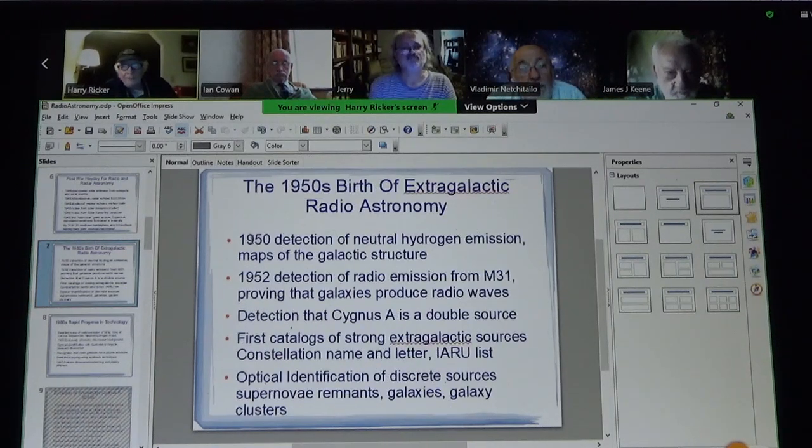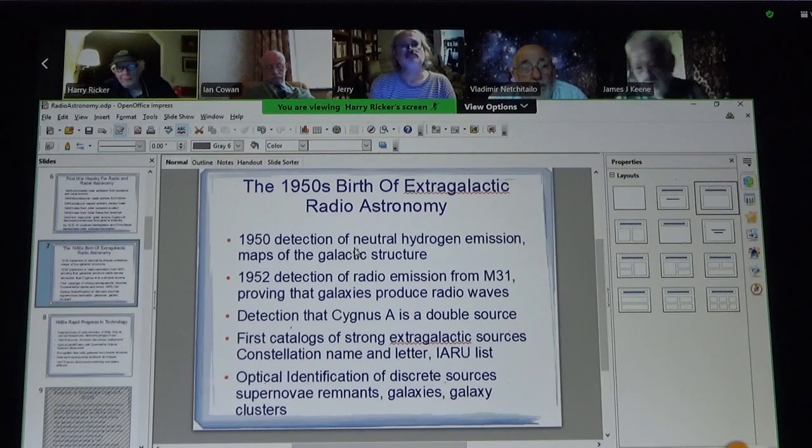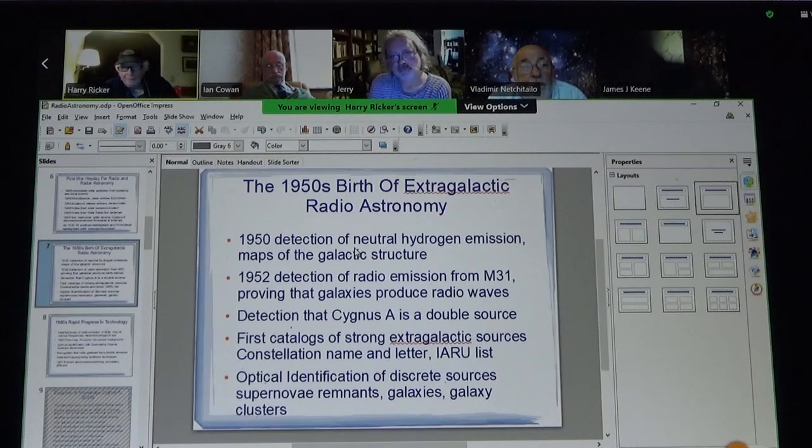That was 1950. Van der Hulst, I think was the guy's name, a Dutch guy, came up with this theory of this neutral hydrogen emission. And the frequency is about 1.4 gigahertz, I believe. And there's this conflict. It's kind of the same frequency that is used by GPS.